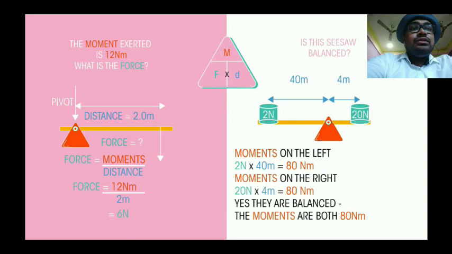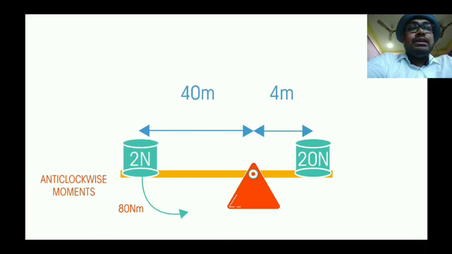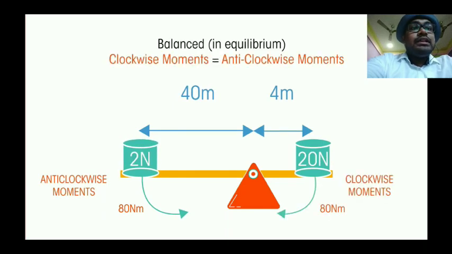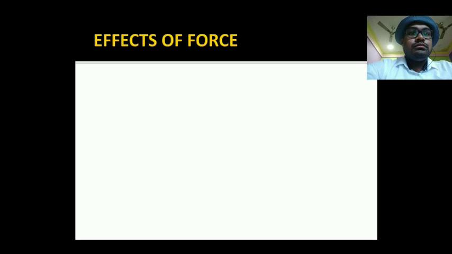For this seesaw, we say clockwise moments and anti-clockwise moments, and for something to be balanced, the clockwise and anti-clockwise moments must be equal. So there we have moments. They are measured in Newton meters.